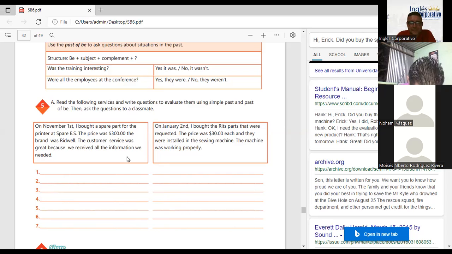Okay. ¿Qué dijimos que era un spare part? Ahí está. Un repuesto. Repuesto, very good. Okay, any questions in the first part?